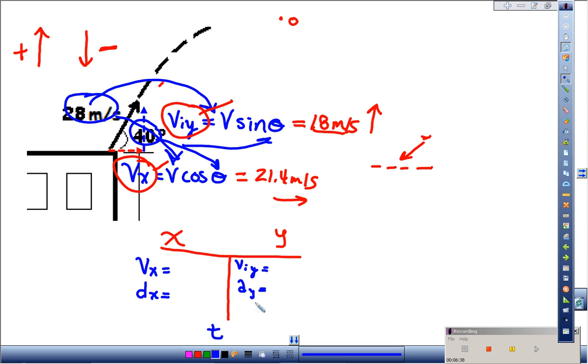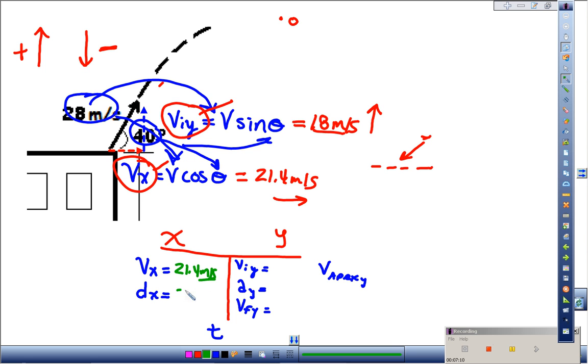But there are other items that are going to go in this menu. For example, the final velocity in the y direction, or maybe even the velocity at the apex in the y direction, at the very, very top. So these are items that we'll need to consider. And the fact that we just found those components means that we can throw in their values right now. So the velocity in the horizontal direction will be 21.4 meters per second.